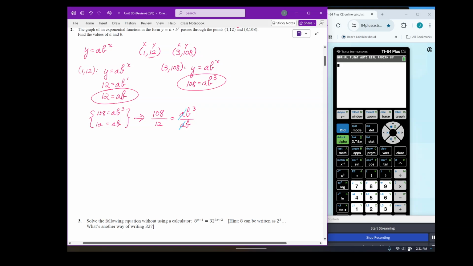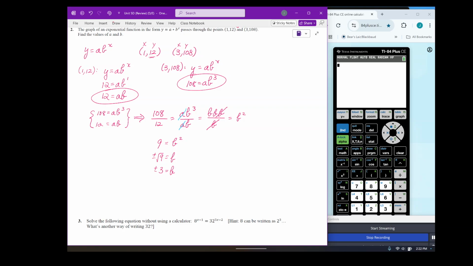And b cubed over b also simplifies. So think of it as 3 b's on top and 1 b on the bottom. So those cancel, and you're left with b squared. By the way, 108 divided by 12 is 9. So 9 is b squared. And then if you square root both sides, you get plus or minus root 9, which is plus or minus 3 equals b.